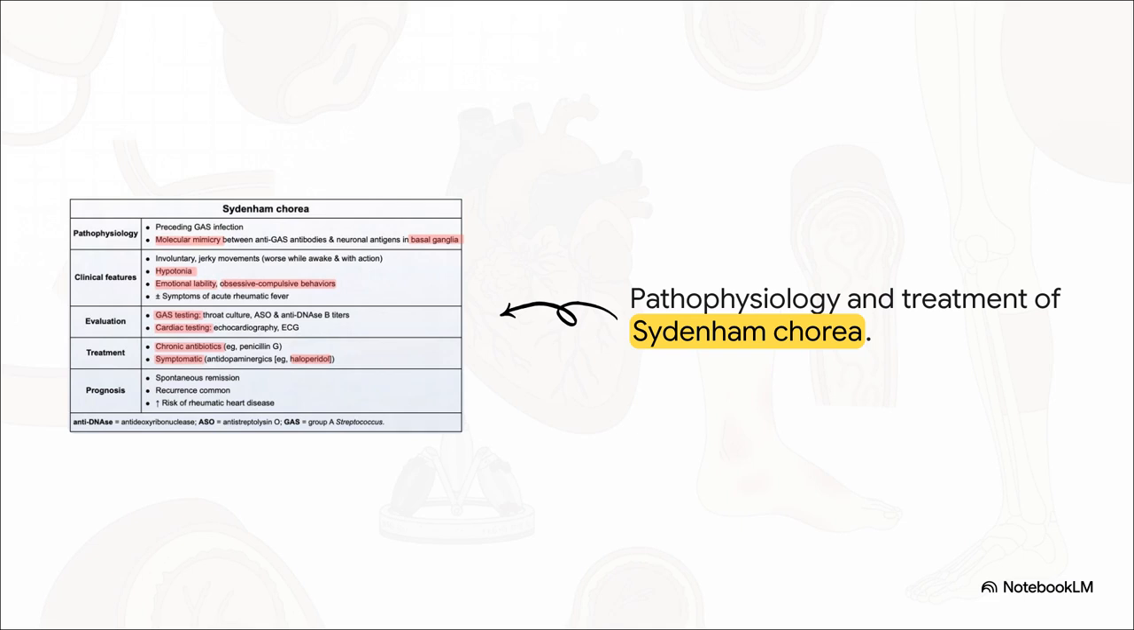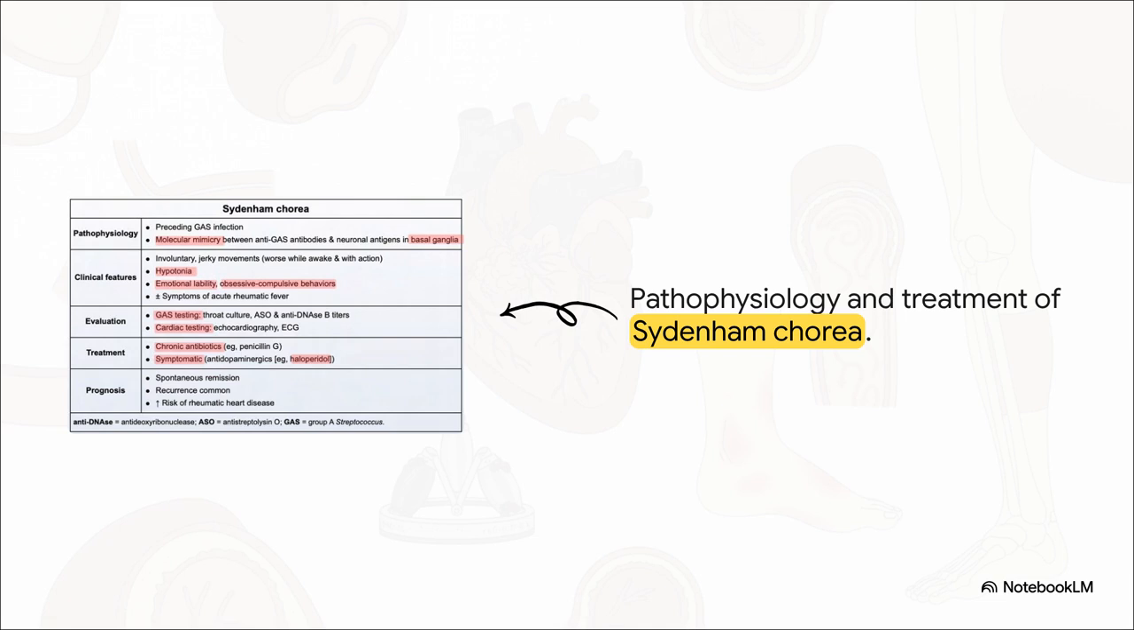What happens is the antibodies your body formed against the group A strep infection get confused, and they start cross-reacting with neuronal antigens in the basal ganglia. Clinically, this looks like involuntary, jerky movements that, interestingly, get worse when the patient is awake or trying to move. You'll also see hypotonia and emotional lability.